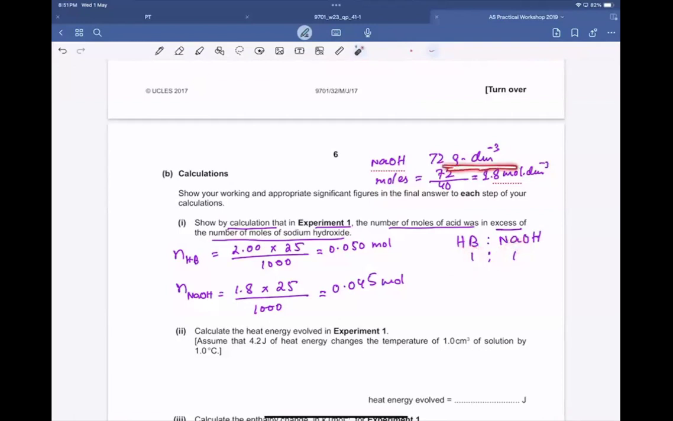Because it's gram per dm cube, it's not just the mass. So when I turn it into moles, it's basically the moles per dm cube, not just the moles. 72 is not the mass, it's the gram per dm cube, okay? So that's why when I convert that gram per dm cube into moles, it would be mole per dm cube. Is it clear? Okay. Now, just dividing it by the Mr, you will get mole per dm cube.